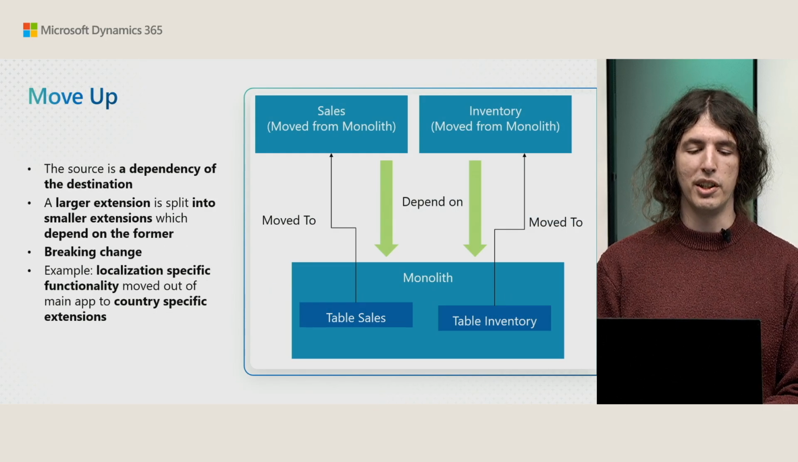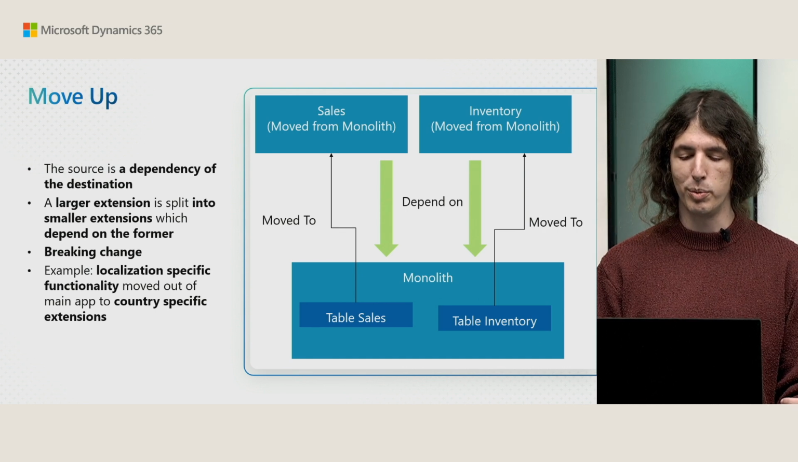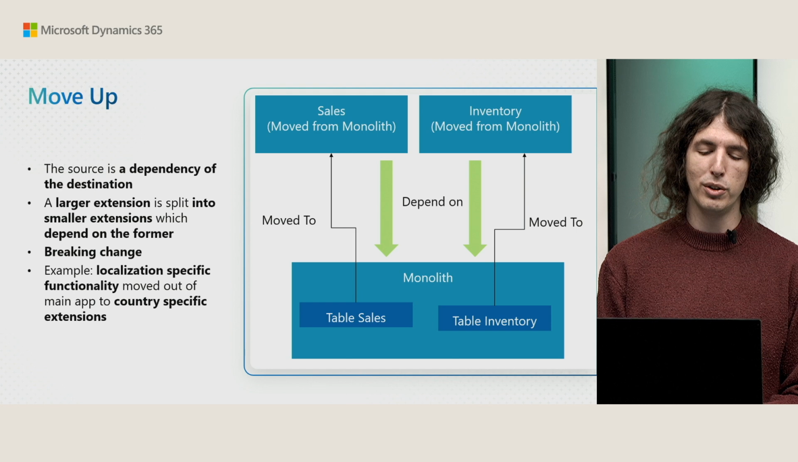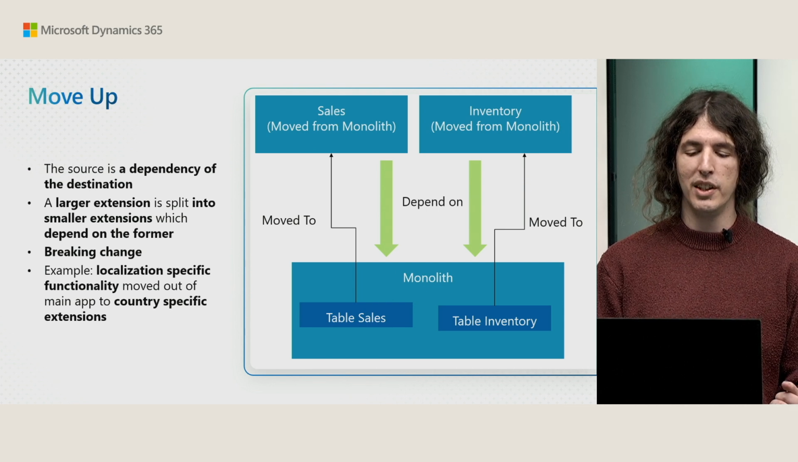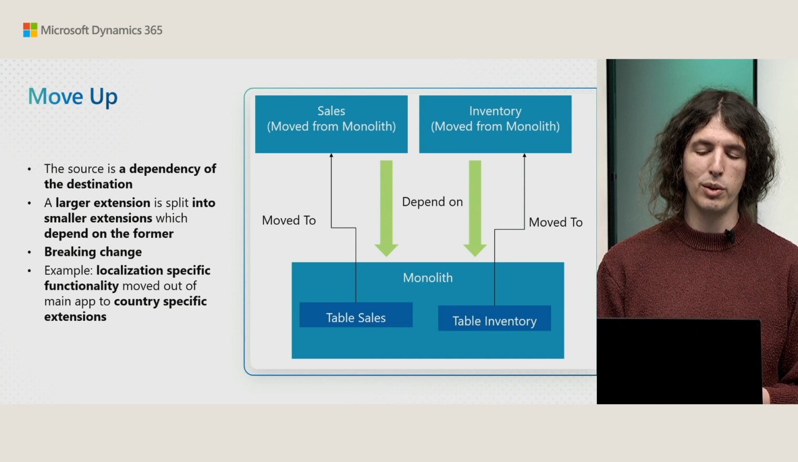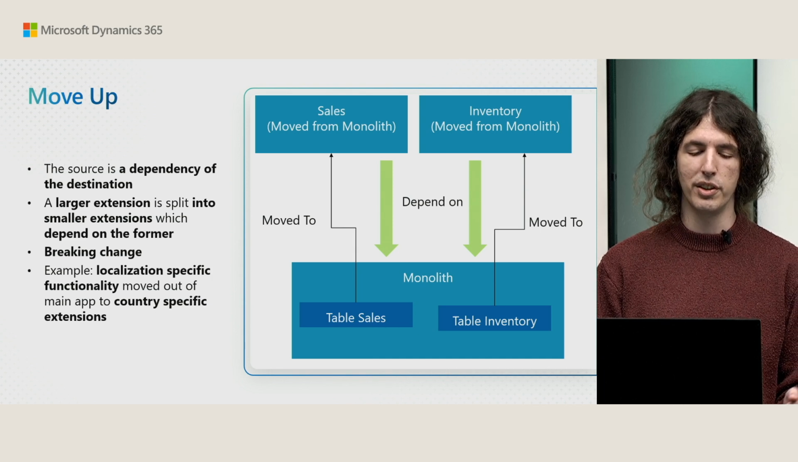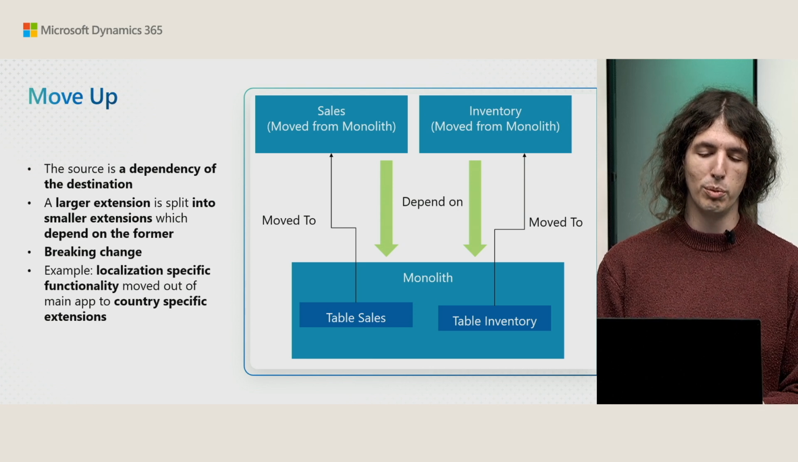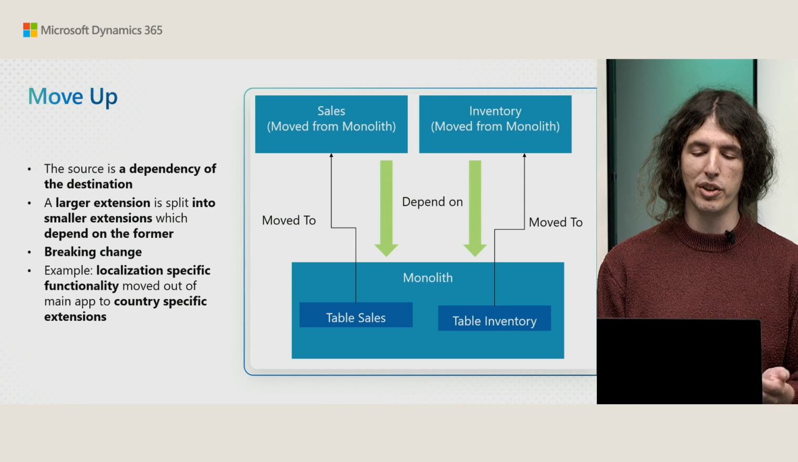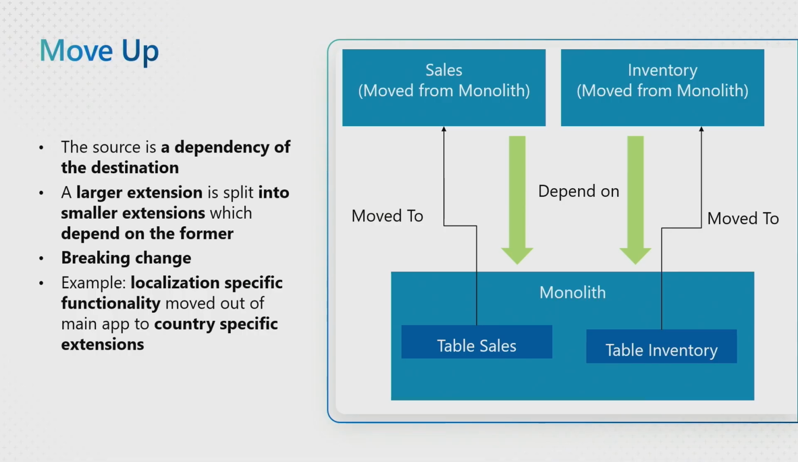Then we have the move up scenario. In this case, it's the opposite relationship. We have an extension and we want to move the tables up to other extensions which depend on the first. The reason why we might want to do this is, for example, if we have functionality which is specific to a country. If this functionality, for example, was in a monolith and we wanted to split it into modules which are specific for each country, we can use the new feature to move the tables to new apps which are specific for the countries. Here, we are moving from the monolith app the tables sales and inventory to their corresponding apps, and you can see also the dependency relationship.